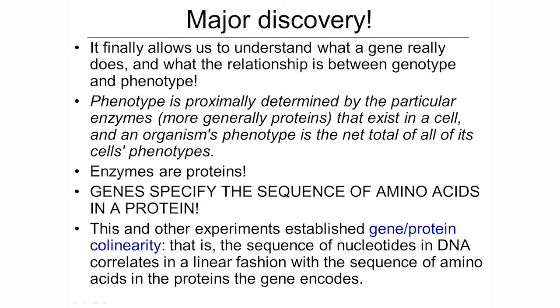Now, I guess if you haven't got it yet, this was a major, major discovery. And it finally allows us to understand what a gene really does. What does it really do? It makes some kind of protein somehow. And also it tells us what the relationship between genotype and phenotype is, at least in a rudimentary way. Because what it means is this. Phenotype is proximally determined. Proximally just means directly determined by particular enzymes or proteins that exist in a cell. And an organism, if it's multicellular like us, your phenotype is the net total of the phenotypes of all of your cells. It's a little odd to think of it that way, but it's true.